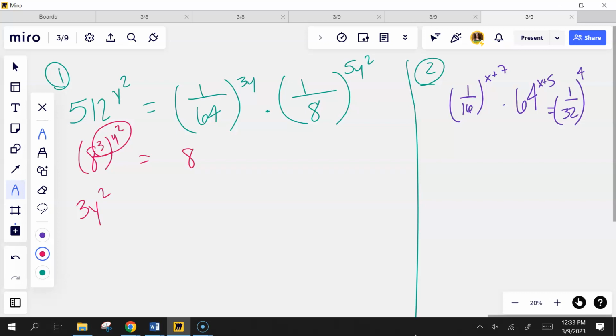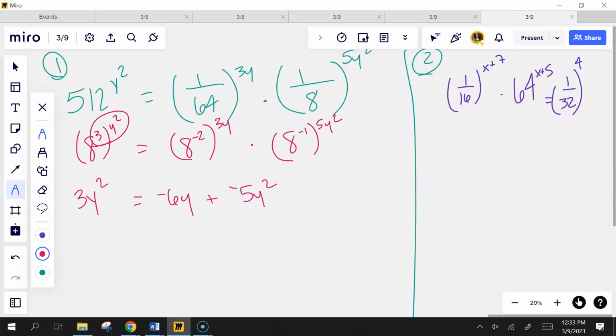8 to the what is 64? 2. So if you need to flip it, negative 2. So I get 64 to the negative 1, negative 3y. So then I get 8 to the second. Times. You just got to multiply them. Negative 1, of course, here. So you got plus negative 5y squared, or minus 5.